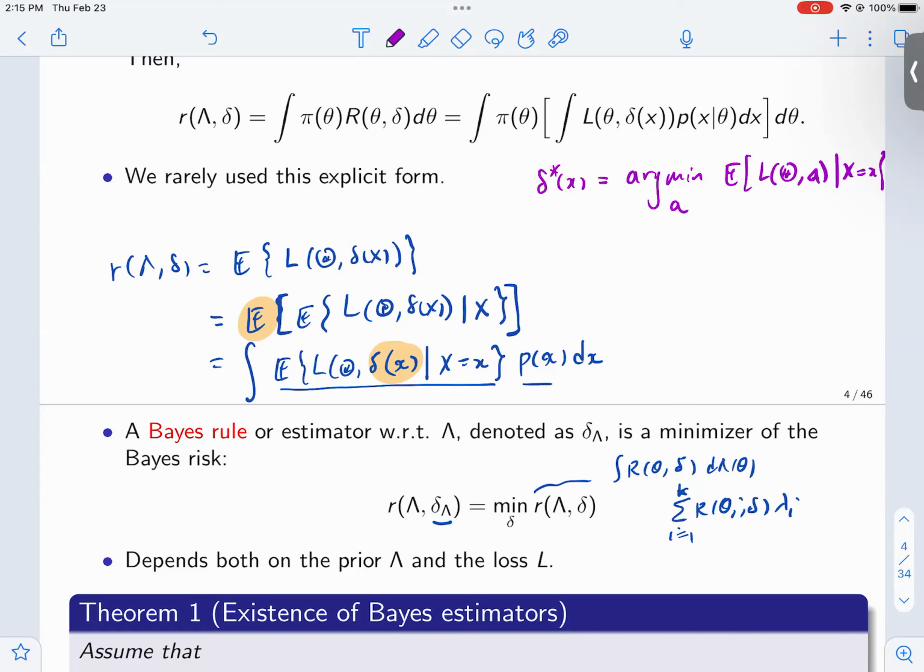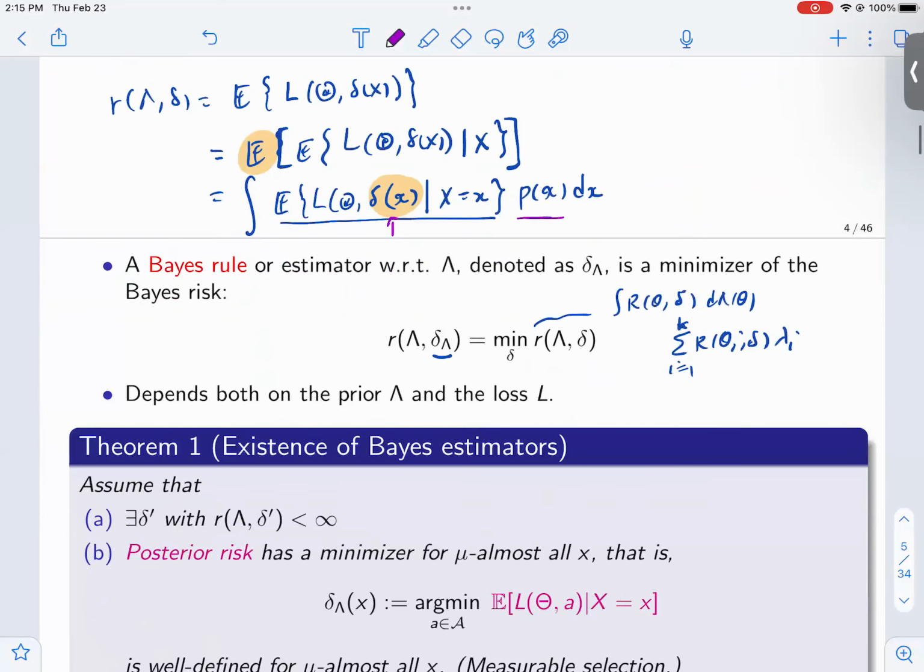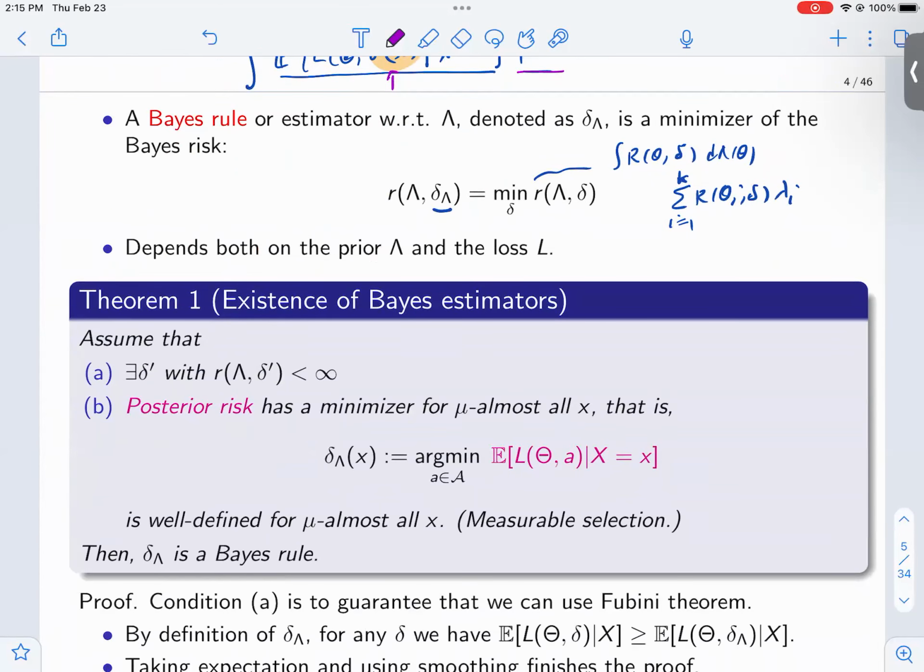Okay. Because for every x, I just have to choose this separately. They don't have anything to do with each other. And because of this, I'm going to average over. So at every point, if this is minimum, then it has to be minimum overall. Arguing this is good enough, but you can formally prove it. So that's the formal statement.